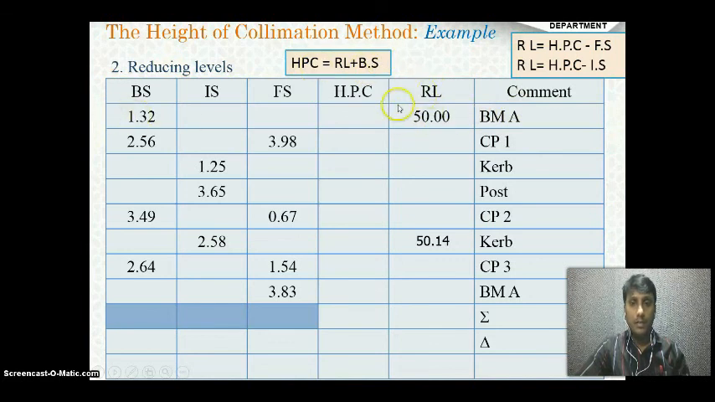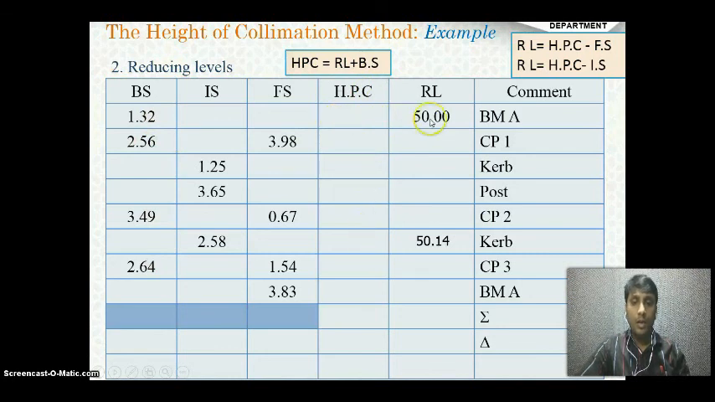So the 50 is given. It is the known elevation of the benchmark. So the RL at A, the benchmark, is 50. Now you need to calculate the height of plane collimation. You might have some doubt where you can calculate the height of plane collimation. Generally the basic concept is wherever you have backside, you need to calculate the height of plane collimation there.